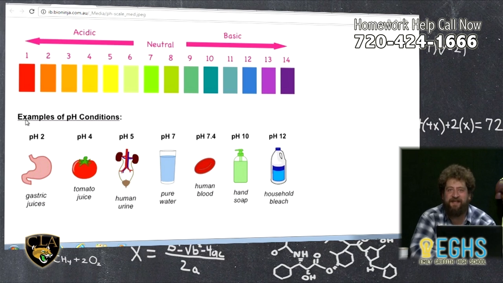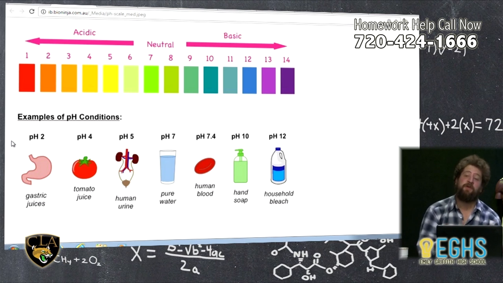Something very acidic, with a pH of 2, is going to be your stomach acid. Tomato juice actually has a pH of 4. A lot of us probably don't feel like tomato juice is so acidic, so you can see how quickly the scale moves up. Pure water, for good reason, is neutral. If you have a cup that is only water molecules, it's completely neutral.